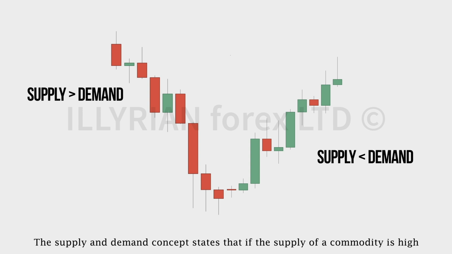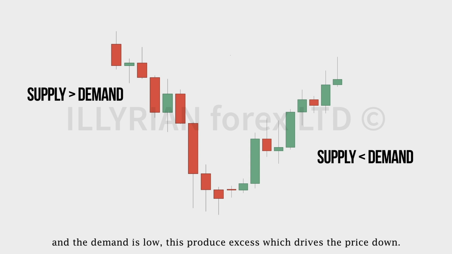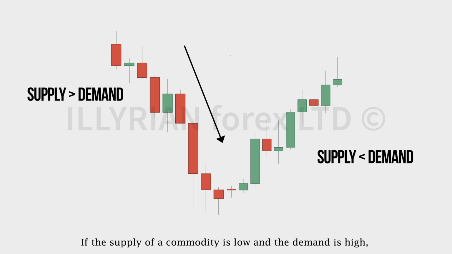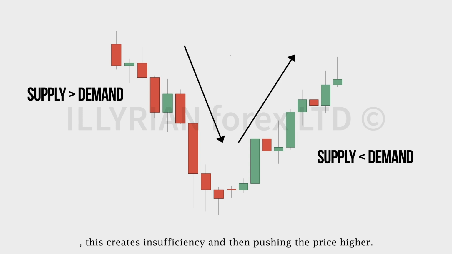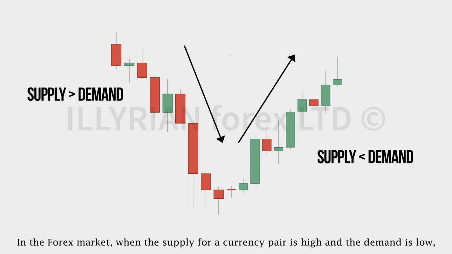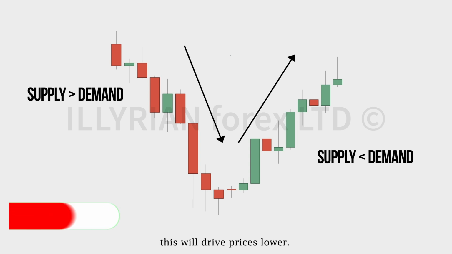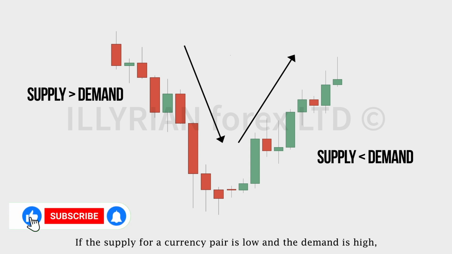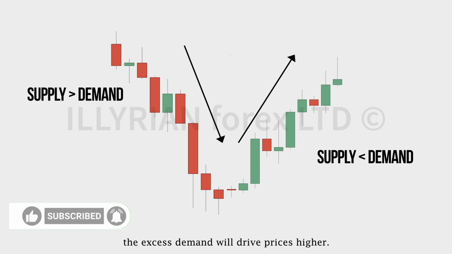The supply and demand concept states that if the supply of a commodity is high and the demand is low, this produces excess which drives the price down. If the supply of a commodity is low and the demand is high, this creates insufficiency, pushing the price higher. In the forex market, when the supply for a currency pair is high and the demand is low, this will drive prices lower. If the supply for a currency pair is low and the demand is high, the excess demand will drive prices higher.